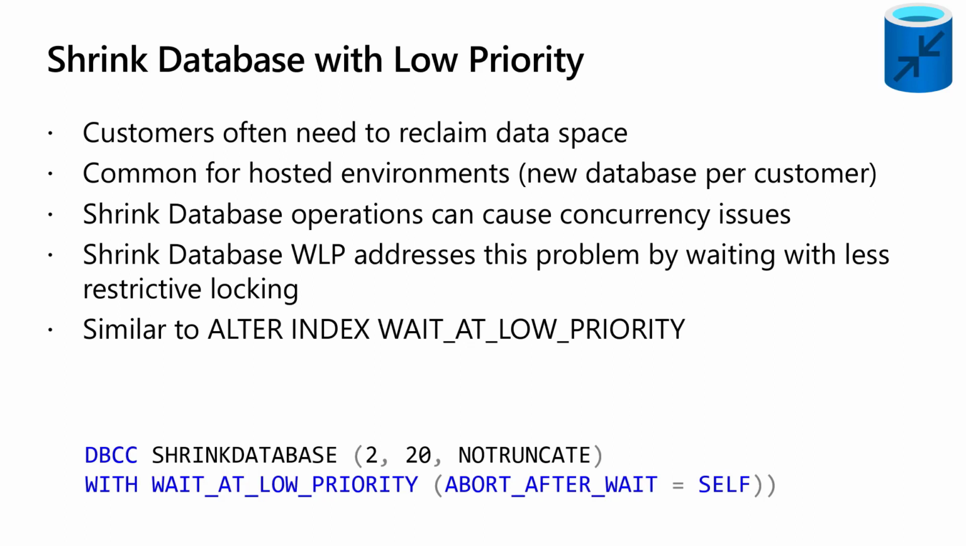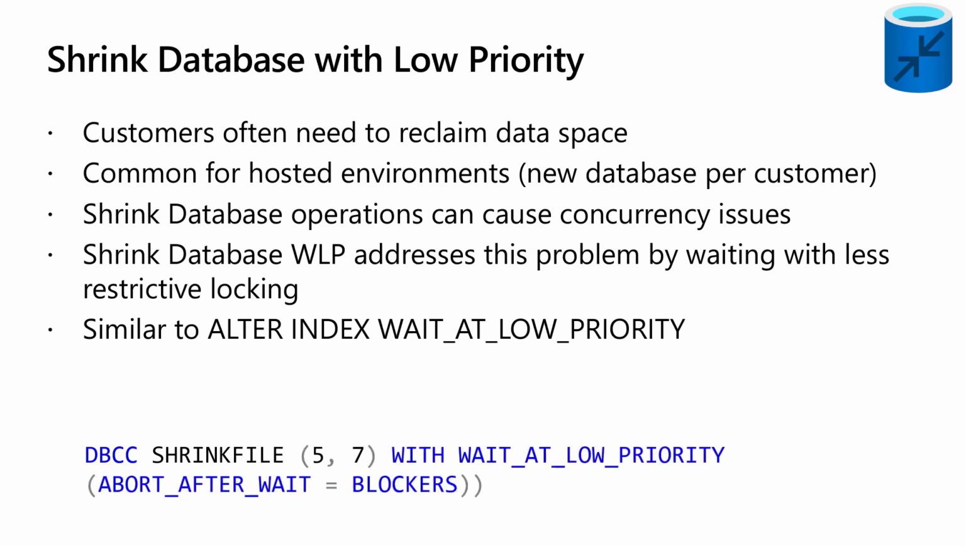So the shrink database wait at low priority feature addresses this problem by improving shrinking when using this mode. This allows readers needing a schema stability lock to not be blocked by the waiting shrink command. Using shrink database at low priority does not affect customer workloads. The only expense is delaying the shrink operations. So here we can see an example of using DBCC shrink file with wait at low priority. So in summary, the benefit is being able to shrink database files without concurrency conflicts, and for some environments, giving customers strong capacity savings.